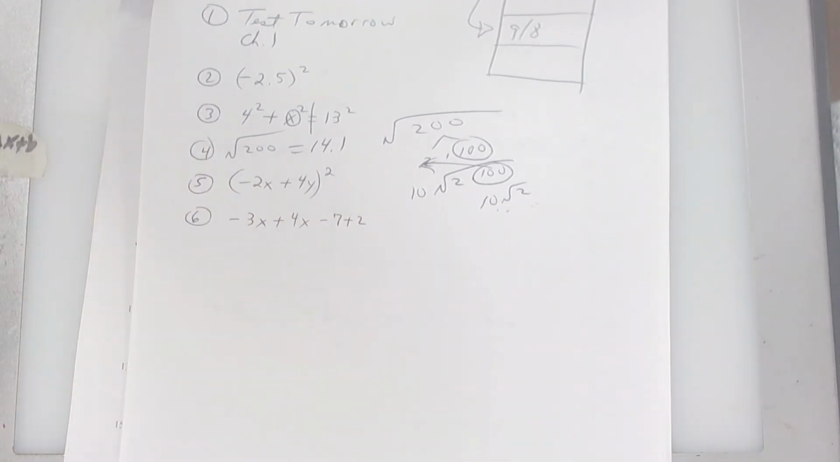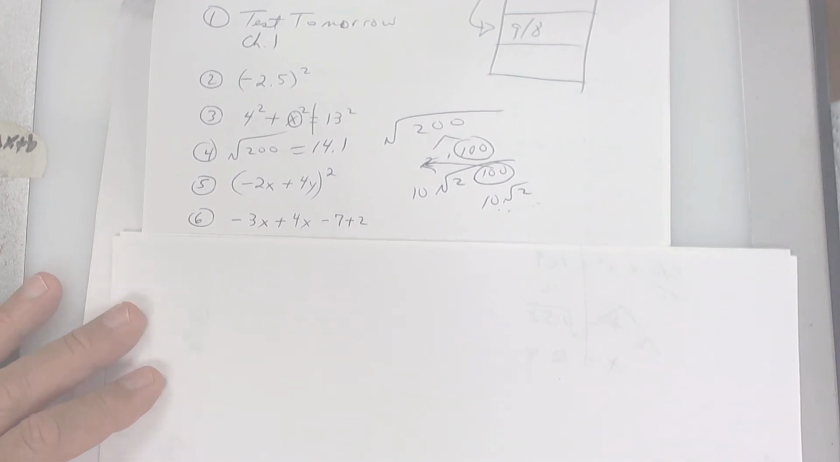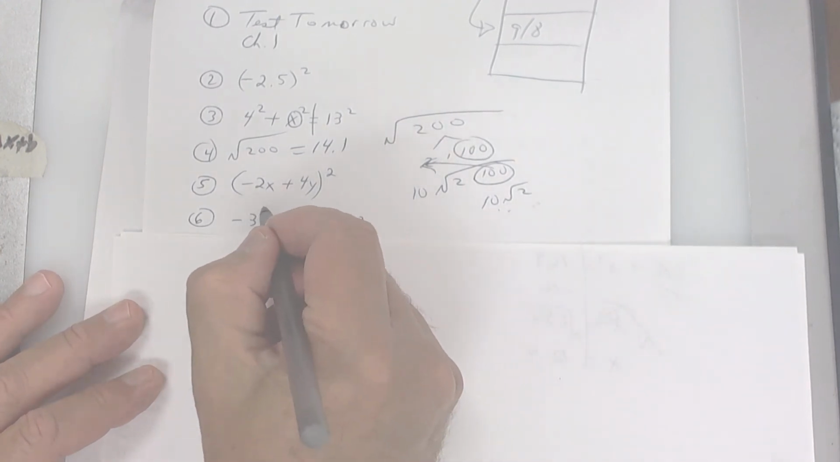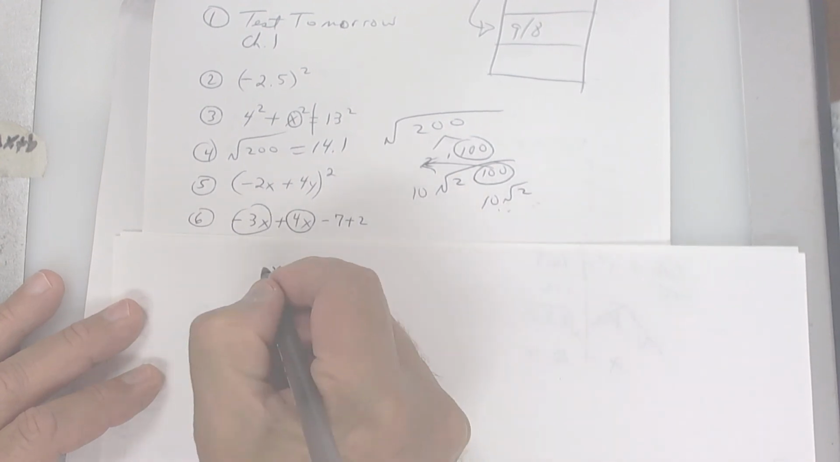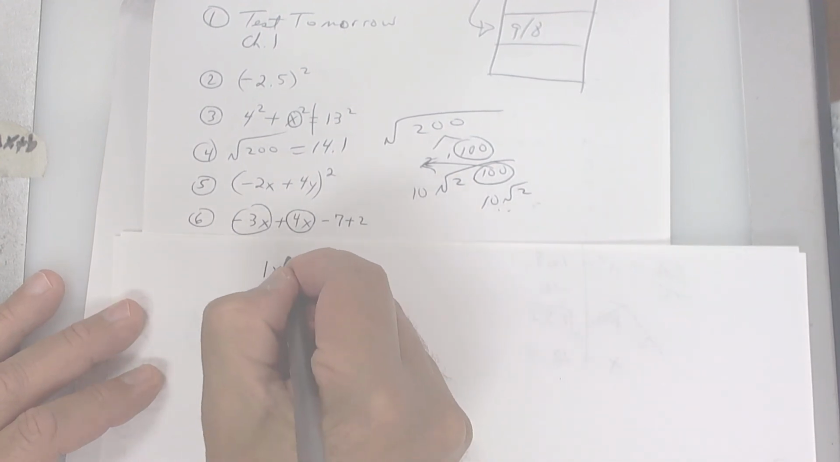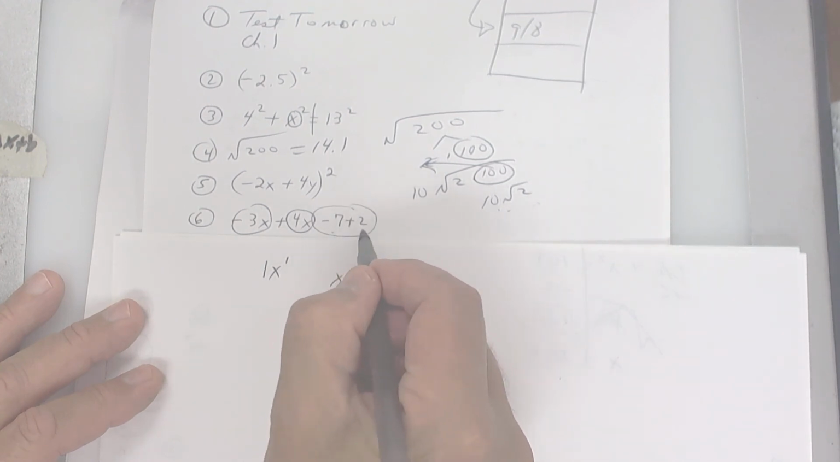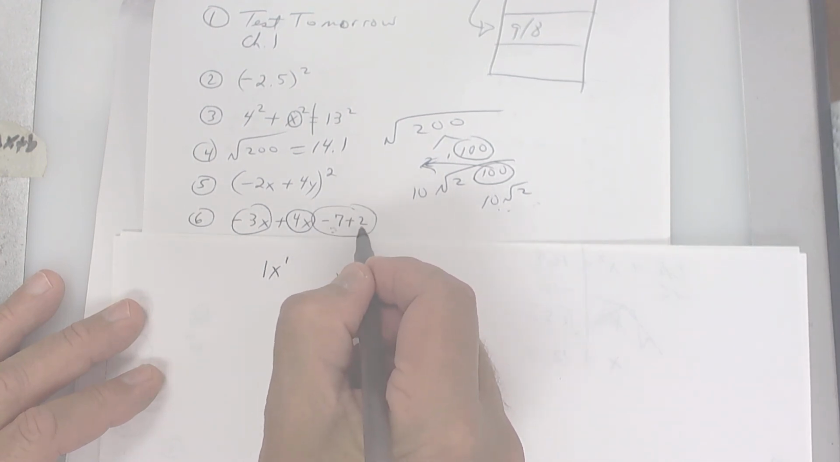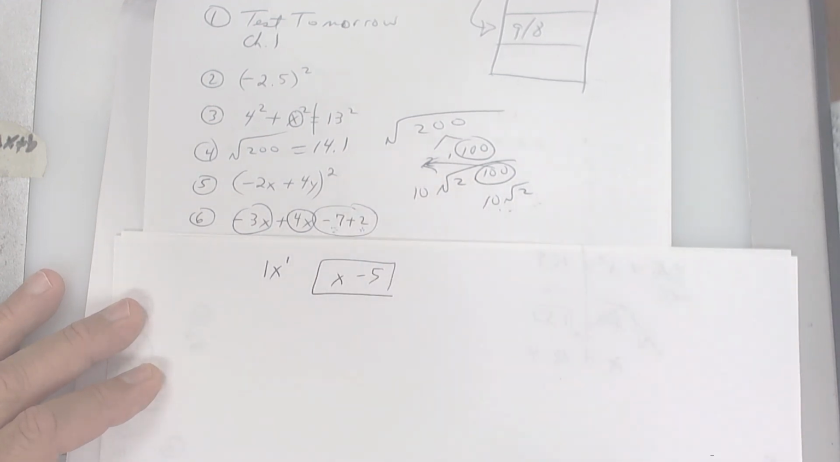Practice it, go online. And what you want to type in on YouTube is FOIL method. Okay, this one you combine like terms. So 4x minus 3x is 1x. You could put a 1 here if you want. You could put a 1 there if you want, but most people just put x. Negative 7 plus 2, these are opposite signs, so you subtract, you get a negative 5. That's your answer.